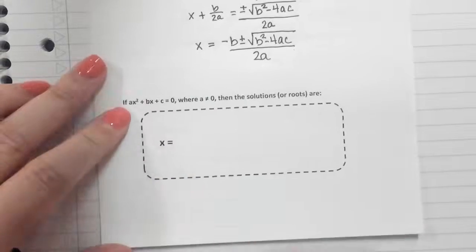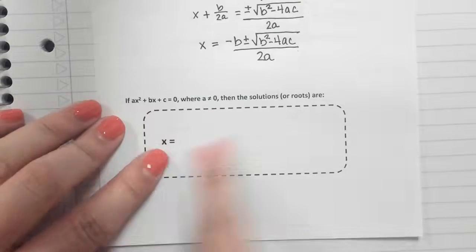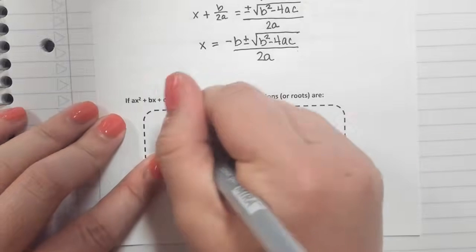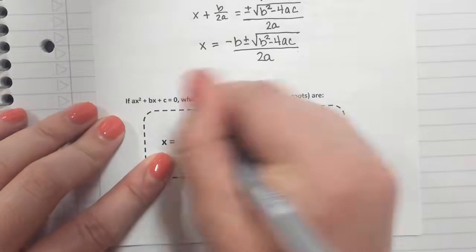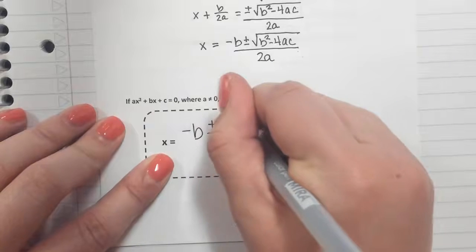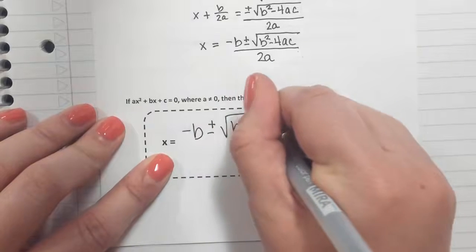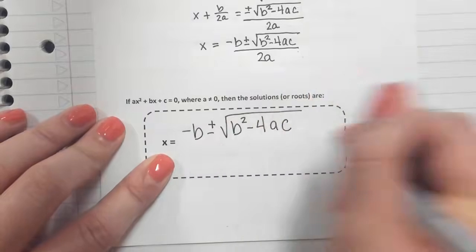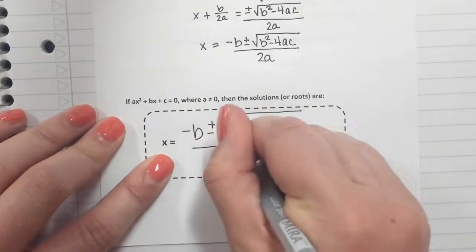So in this big box, we'll write it large. X equals, here it is, x equals opposite b plus or minus the square root of b squared minus 4ac all over 2a.